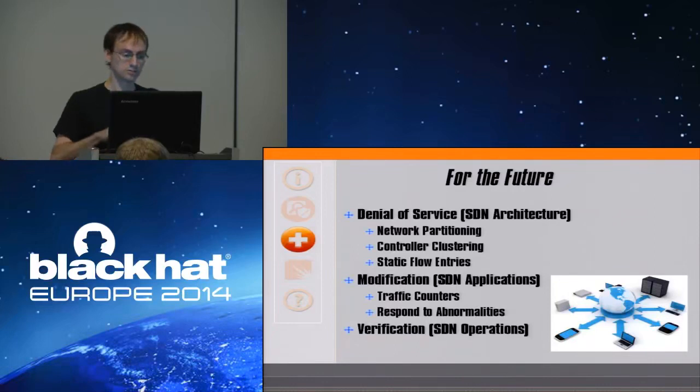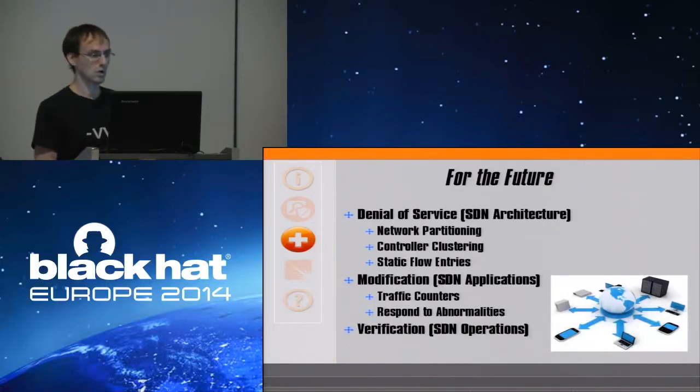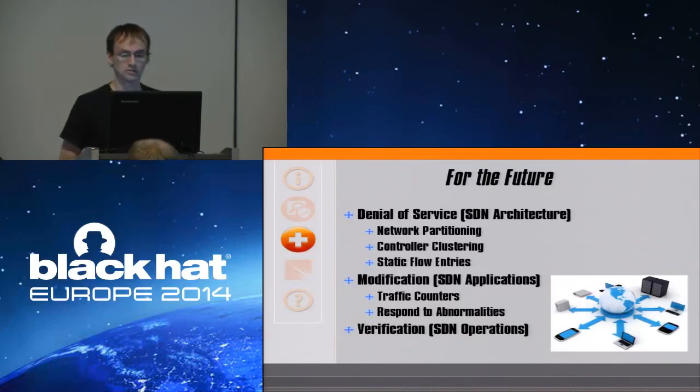But starting out, put those static flow entries in there if you can. It releases a lot of the burden on that controller, but it doesn't have to respond to every single packet that comes along. Okay? So that is what we can do to protect against denial of service.